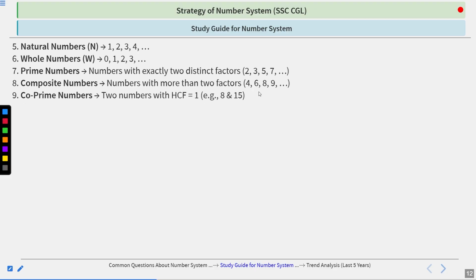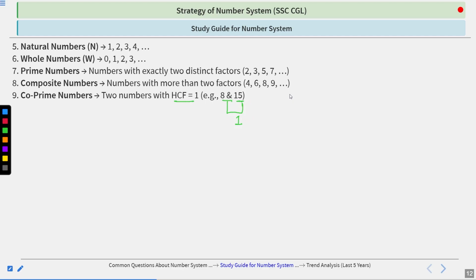Next one is co-prime numbers. Co-prime numbers are two numbers whose HCF is 1. For example, 8 and 15. Their highest common factor is 1. 1 is the only number which can divide both 8 and 15. There is no other number which can divide 8 and 15.